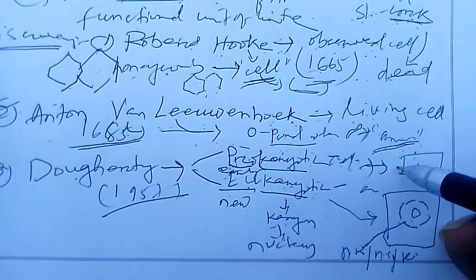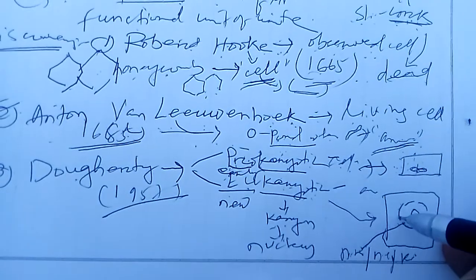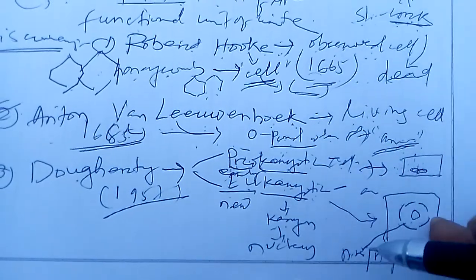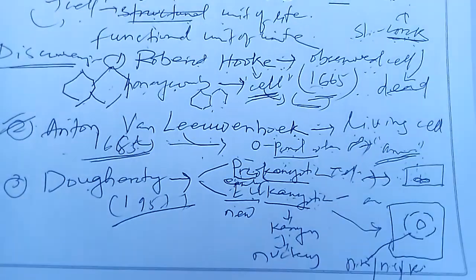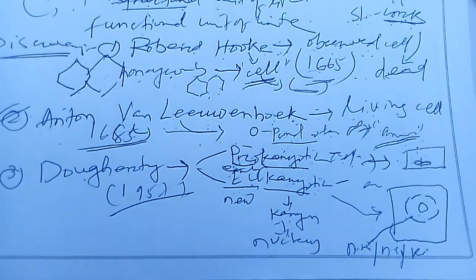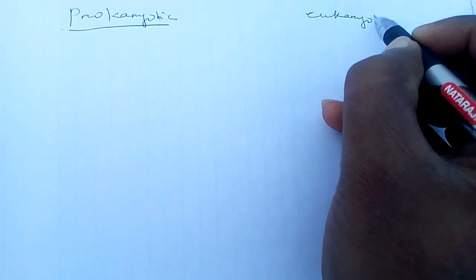Nuclear membrane is absent in the nucleus of prokaryotic cell, and nuclear membrane is present in the nucleus of eukaryotic cell. So we are going to discuss this prokaryotic and eukaryotic cell difference in detail on the next page, because this page is filled. Here we are going to discuss a brief difference between prokaryotic cell and eukaryotic cell, a little difference.